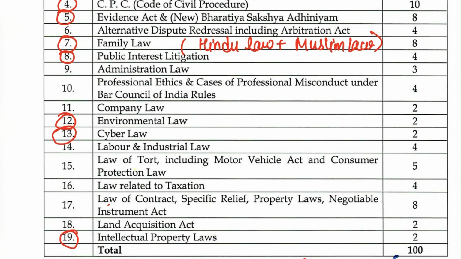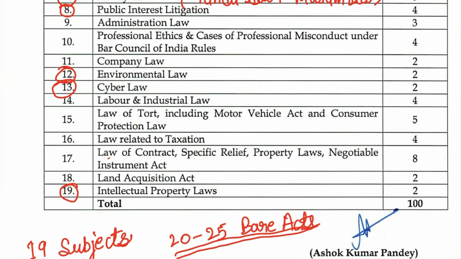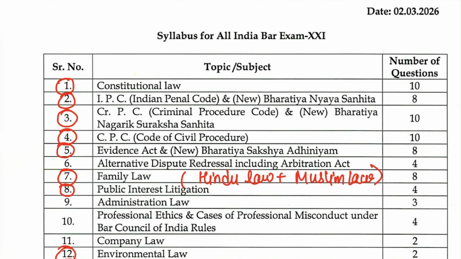So, out of the total 19 subjects, you have to prepare only 10 subjects which have good weightage, are comparatively easier for you to answer, and will be very beneficial for your coming exams also. So: constitutional law, IPC, BNS, CrPC, the new one BNSS, and CPC. CPC is a very important subject and it is a single subject that will get you 10 marks easily.